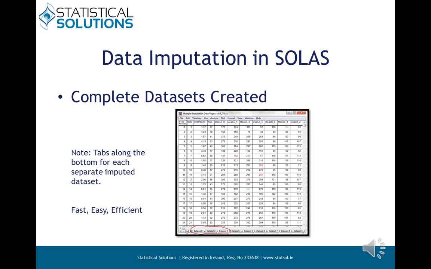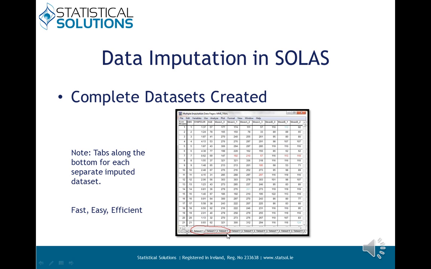SOLAS is fast at producing imputations, but obviously the time taken to impute will depend on the size of your initial dataset, the amount of missing values, the number of imputed datasets required, and the other attributes you use to specify the imputation model. Once the imputations are completed, SOLAS displays the now completed datasets.